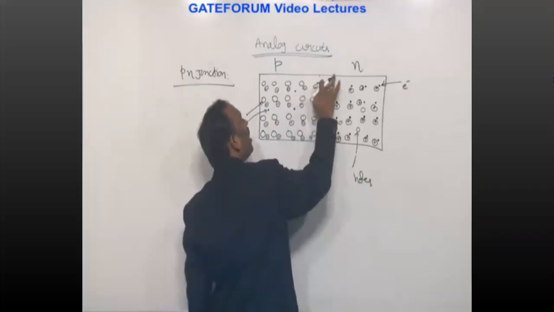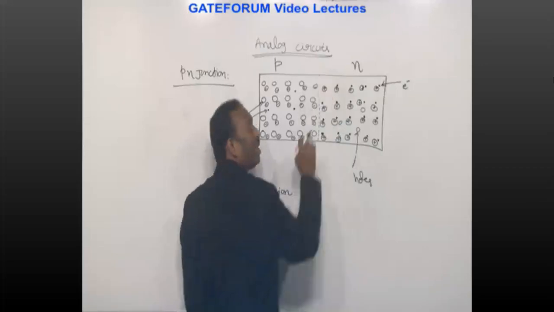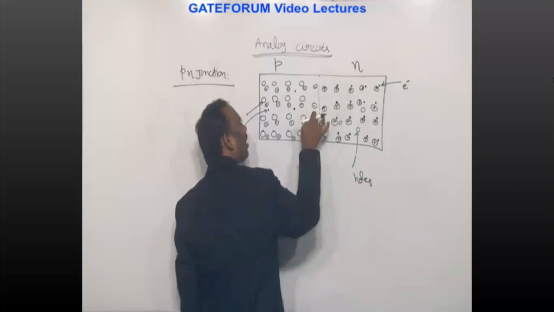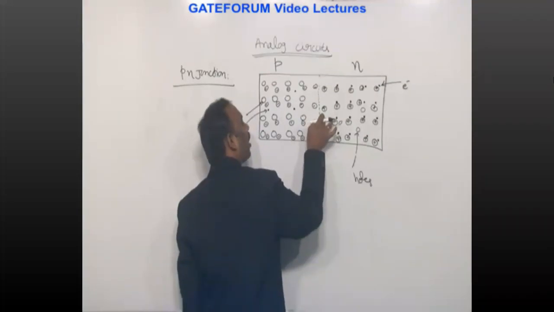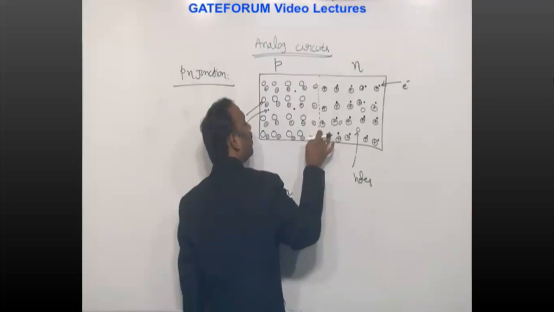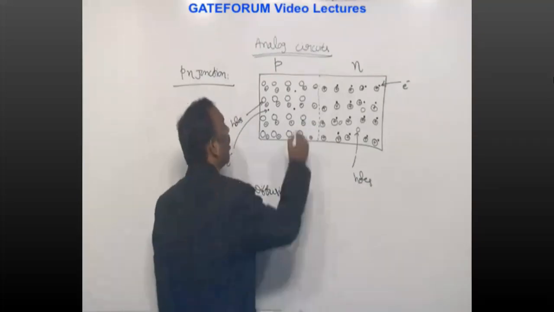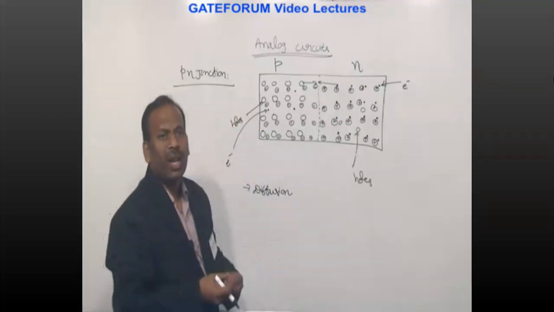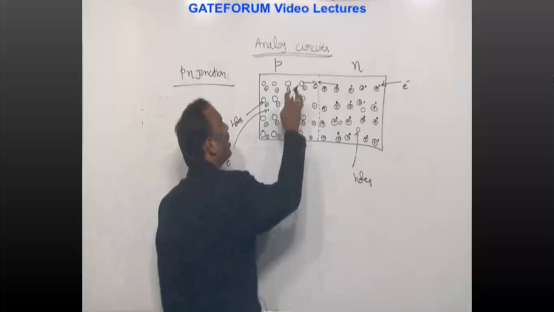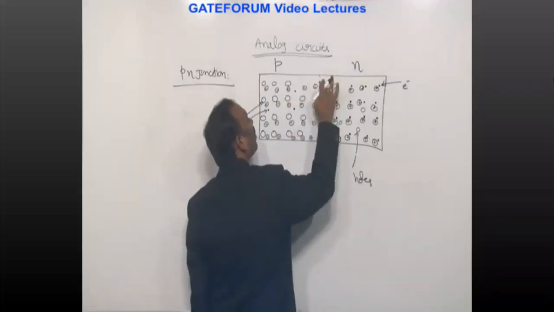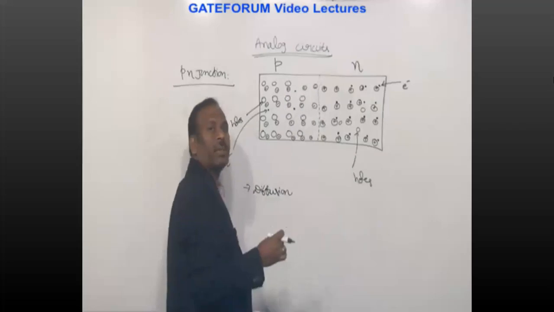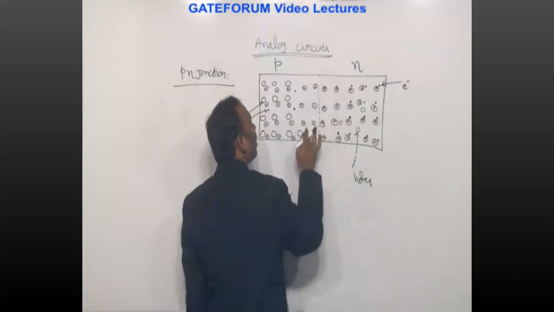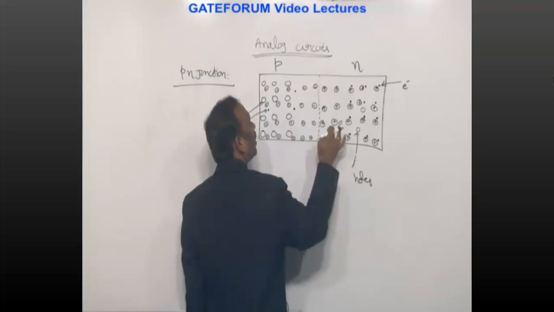Once recombination takes place, these two are going to disappear. Similarly, this hole will recombine with this electron and disappear. This electron and hole will recombine and disappear. Similarly, this hole comes here, this electron comes here. Because of the diffusion mechanism, both will attract each other, recombine and disappear. Like this, they will disappear. Next, this will combine with this one, and this with this one.